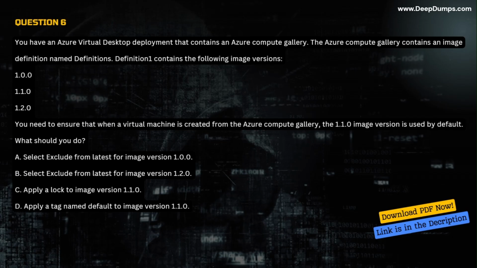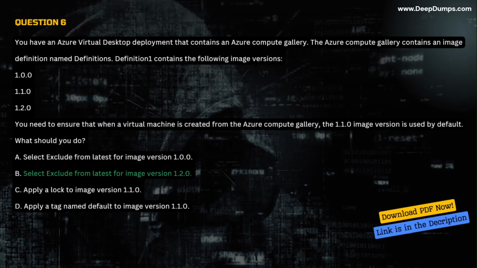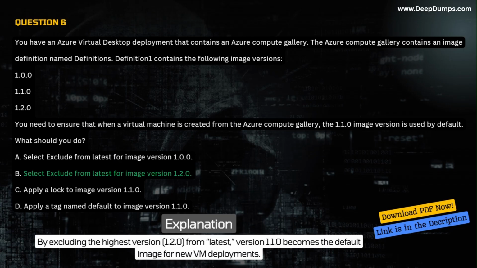What should you do? A. Select Exclude from Latest for image version 1.0.0. B. Select Exclude from Latest for image version 1.2.0. C. Apply a lock to image version 1.1.0. D. Apply a tag named Default to image version 1.1.0. Correct answer: B. Select Exclude from Latest for image version 1.2.0. Explanation: By excluding the highest version, 1.2.0, from latest, version 1.1.0 becomes the default image for new VM deployments.